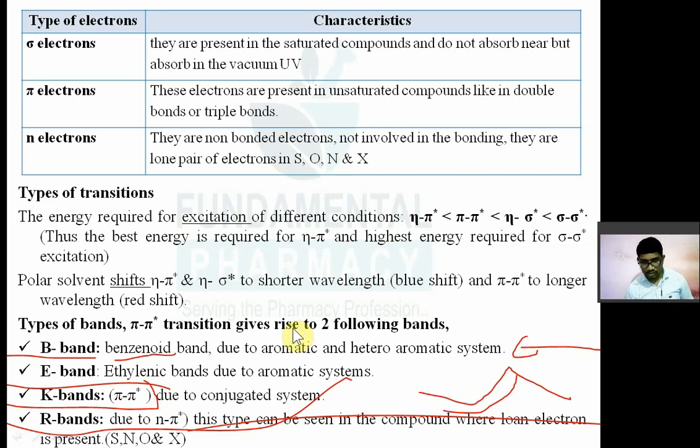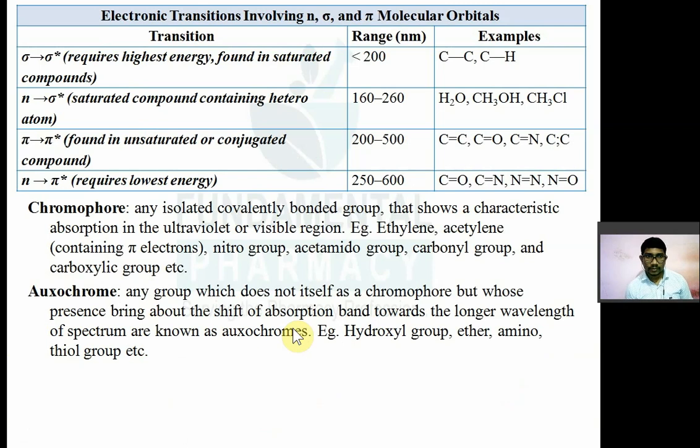Now again electronic transition involving the n, sigma and pi electrons in a molecular orbital. So पहला, for example, sigma to sigma star requires highest energy and found in the saturated compound. We have seen this. Now for the excitation of the sigma to sigma star electron you need a vacuum UV, that is less than 200 nanometer.